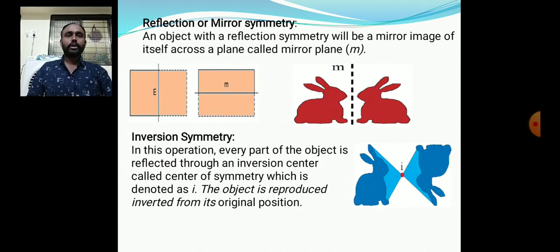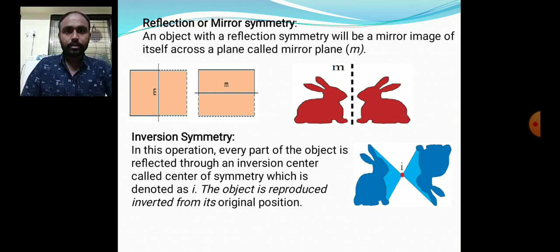Now let's talk about the next, that is reflection or mirror symmetry. I gave you reflection symmetry in the introduction part only, for understanding what symmetry is. Reflection symmetry is also known as mirror symmetry, because by using any mirror you can check whether an object possesses reflection symmetry or not. Just look into the mirror, and if you see an exactly identical structure of yourself, then you possess reflection symmetry. And if your hand or some organ is missing in the mirror, that means you do not possess reflection or mirror symmetry.